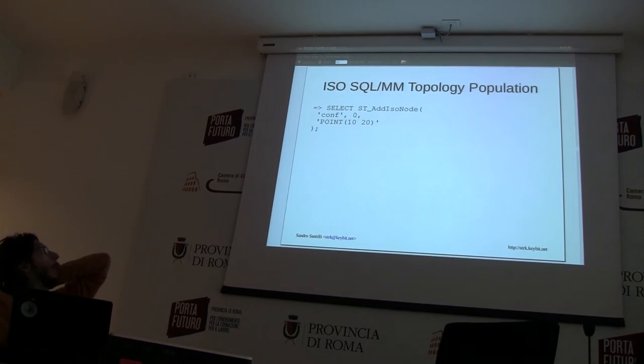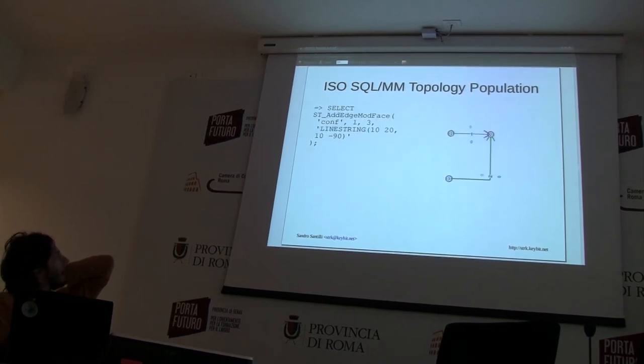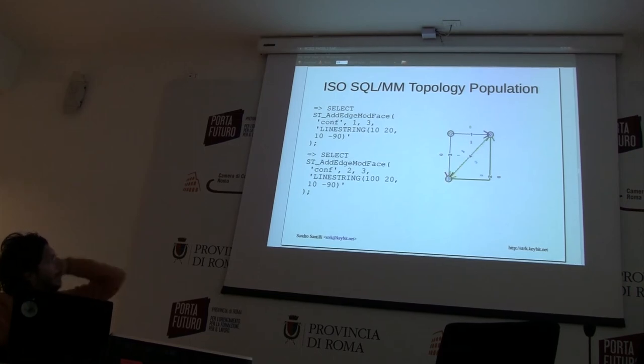These are examples of using the primitive functions. I will quickly add nodes, then edges. Everything builds by itself by adding the closing edge: two phases and three layers.